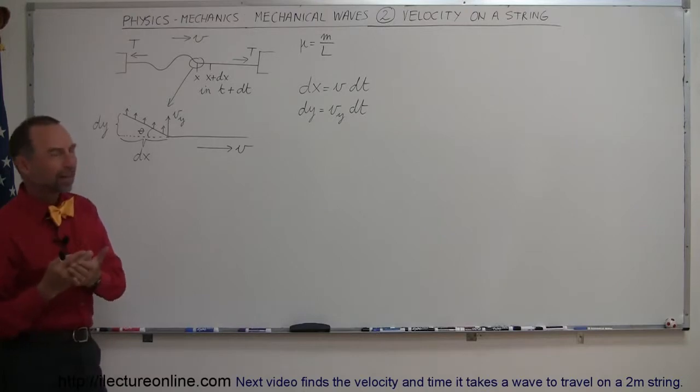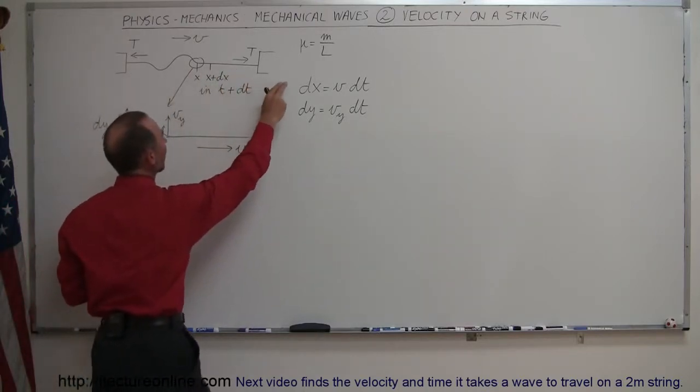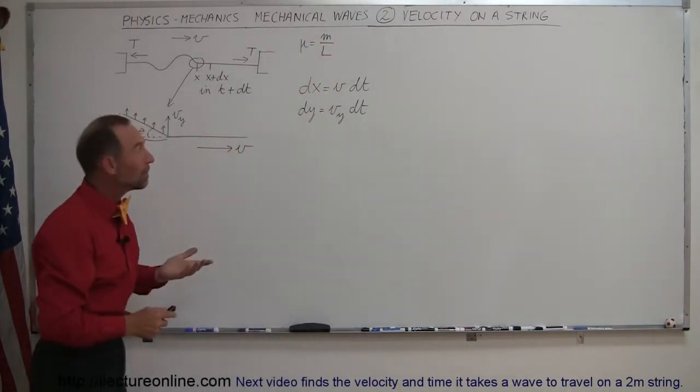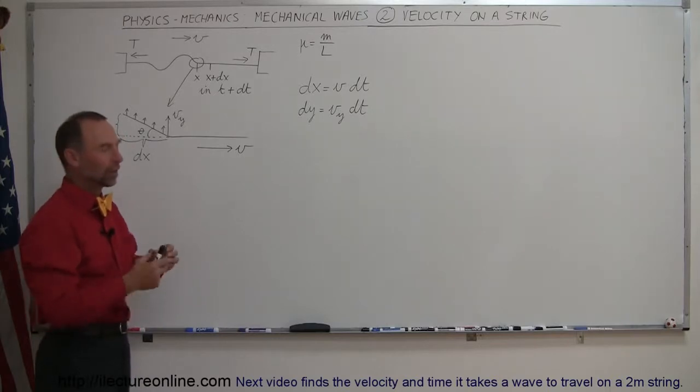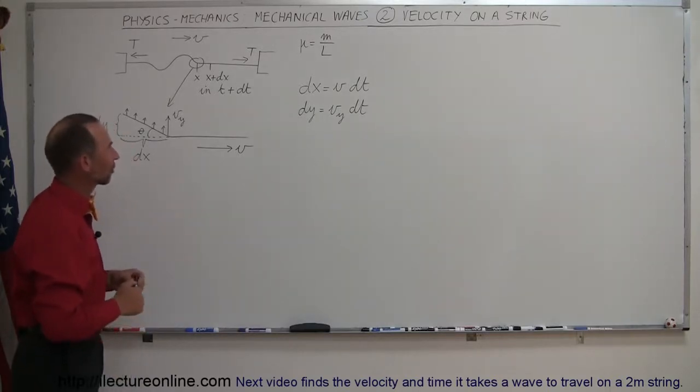The question is, what is that velocity v? And that will of course depend upon the tension in the string and the mass per unit length. So we use the letter mu for that. The mu means the mass per unit length of the string, how massive the string is for each length, for each meter, for example.